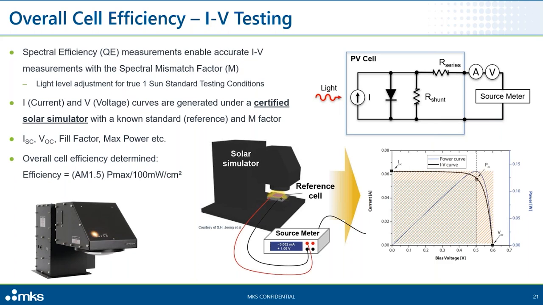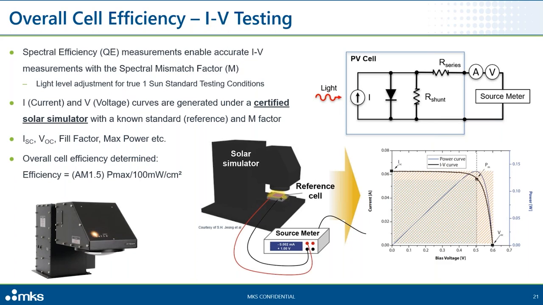And then whether that cell is biased by a voltage, you can generate an IV curve. A very common instrument is a source meter or source measurement unit to apply bias and measure those currents and voltages as it's being illuminated by a full spectrum of light, compared to, say, the QE system, where it's a small monochromatic band on one small area. This would be full spectrum illumination over the full device. So these IV curves are generated.